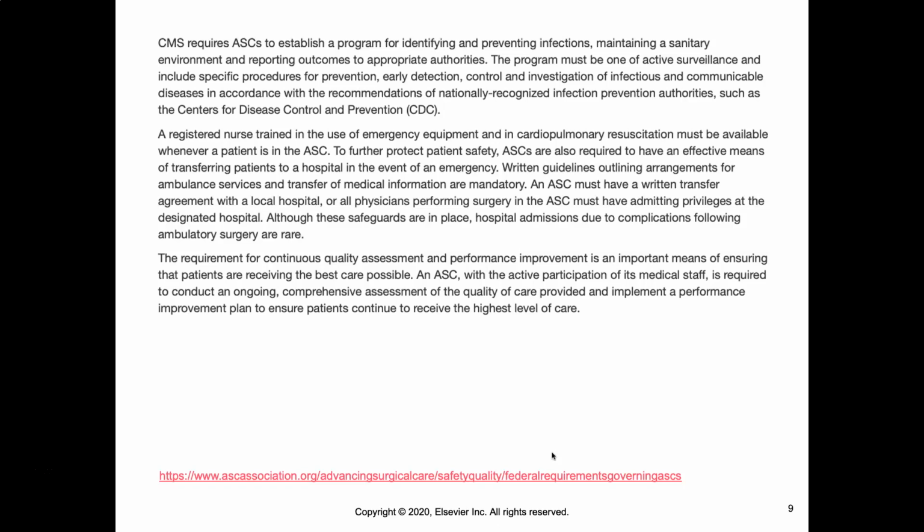And then there are requirements for continuous quality assessment and performance improvement as a means of ensuring patients are receiving the best care possible. Medical staff have to actively participate in quality of care and quality of care improvement. There has to be a performance improvement plan that ensures patients receive the highest level of care.